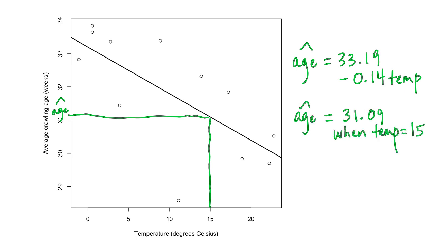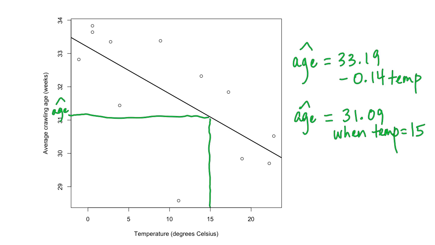But what if we wanted to carry out a reverse prediction? That is, what if we wanted to predict the temperature for, say, a baby who crawled at 32 weeks? Unfortunately, it's not as simple as rearranging our regression line to solve for the predictor variable given a value of the response variable, that is, solve for x in terms of y. Regression is not designed for that.